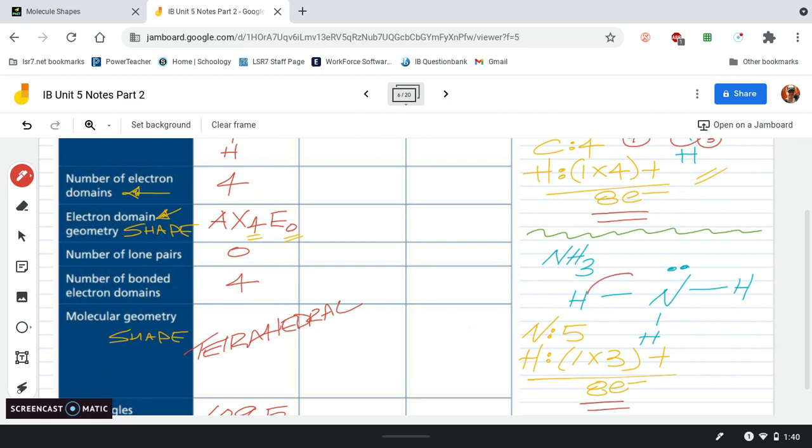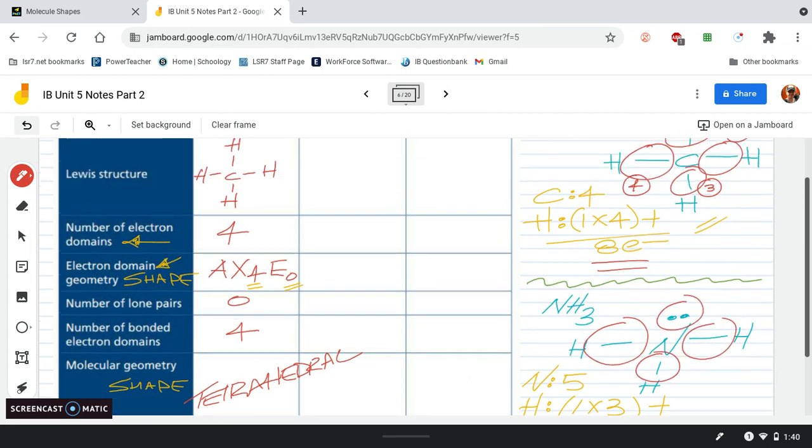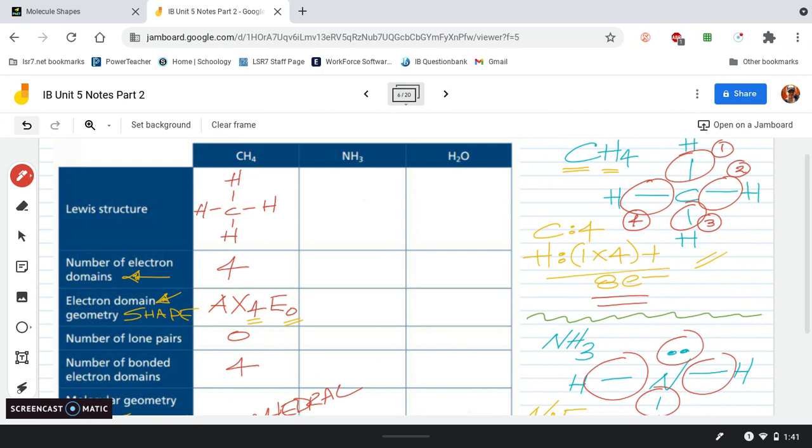Let's count. Sorry, everything counts as 2. 2, 4, 6, 8. Oh, it works. There we go. Super easy. They don't have to be hard. So let's go ahead and write it in.